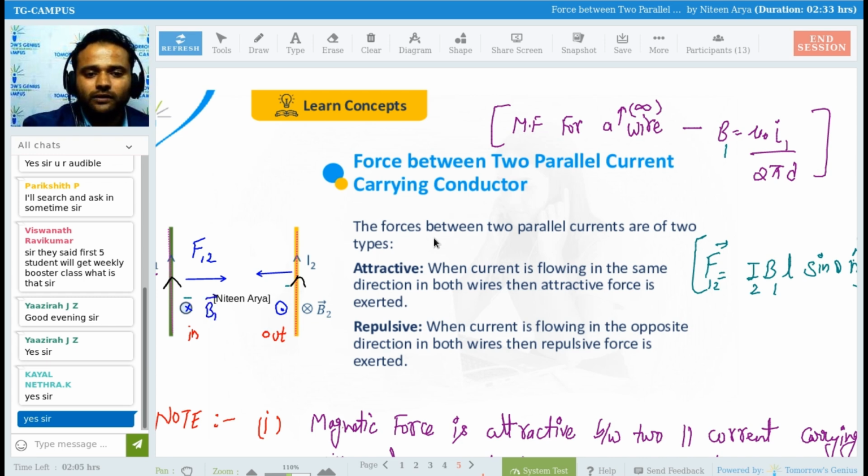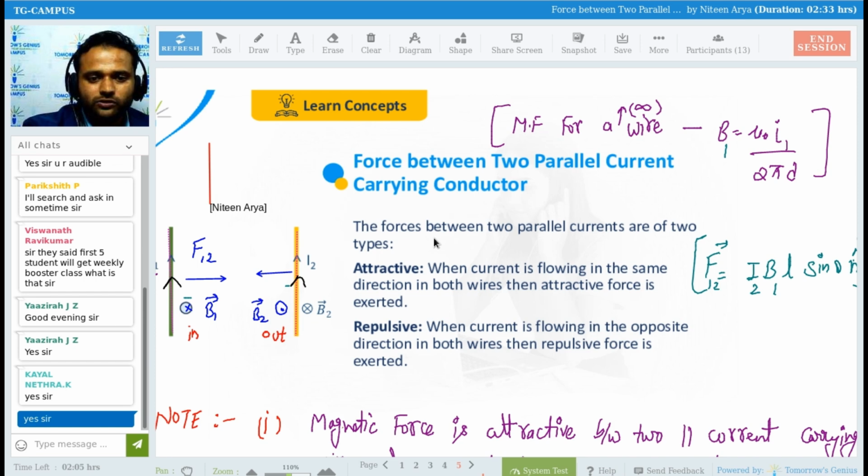Okay, this is your B1, which is inward, and this is your B2, which is outward. So they are going to attract each other. As simple as that. Clear, everyone? Is this clear, beta? If I am going to reverse the direction, okay, just draw small wires here.